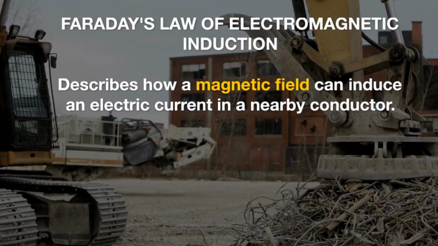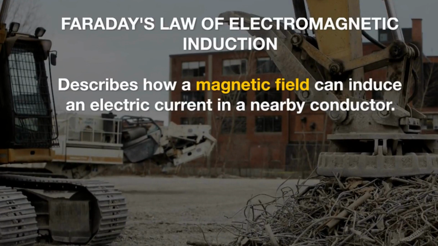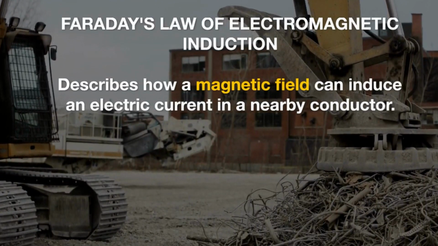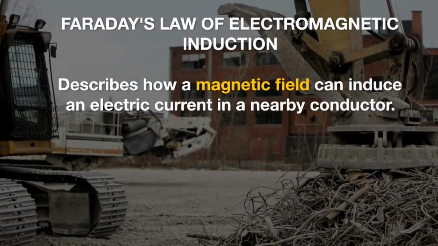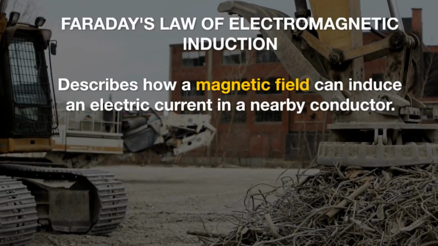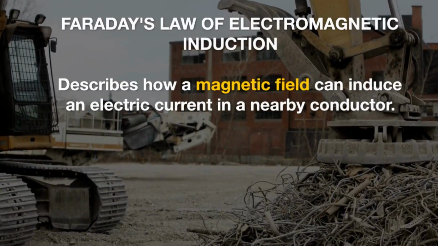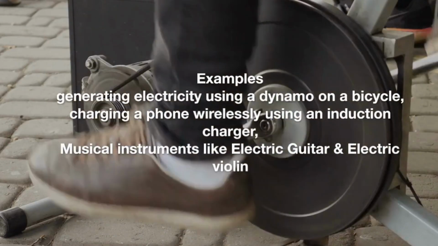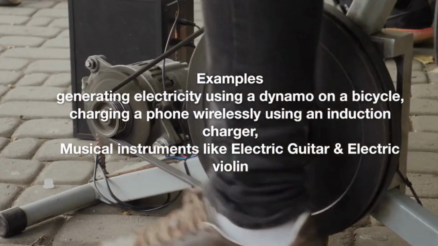Faraday's law of electromagnetic induction. A changing magnetic field induces an electromotive force, EMF, in a conductor. This law describes how a magnetic field can induce an electric current in a nearby conductor, such as in a generator or transformer. Such as generating electricity using a dynamo on a bicycle, or charging a phone wirelessly using an induction charger.